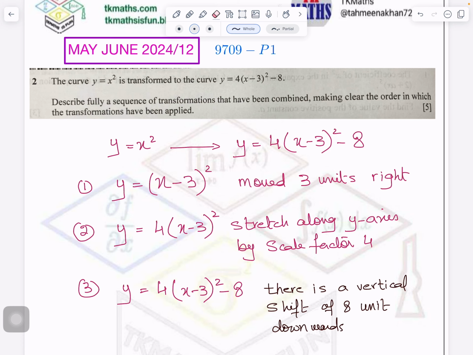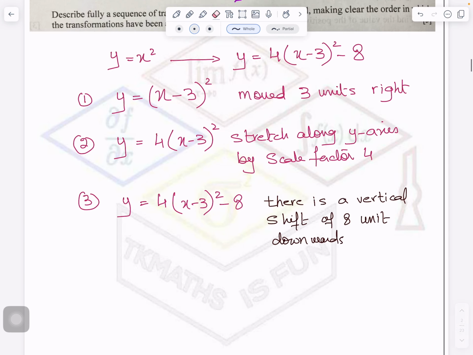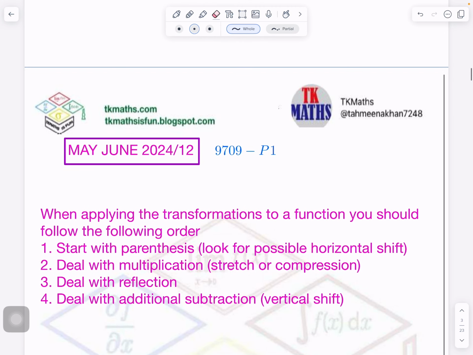So if you see here, there are 3 things happening. Inside the bracket, x minus 3 means it is translated to the right by 3 units. Then it is 4. I'm doing it stepwise here, you can say step 1, 2, 3. So it is a stretch along the y-axis by scale factor 4. And then in the end minus 8, so there is a vertical shift of 8 units downward. We know the order in which transformations are followed, exactly the one which I have told you. Reflection is not part of this question. Otherwise, reflection comes before the vertical shift.